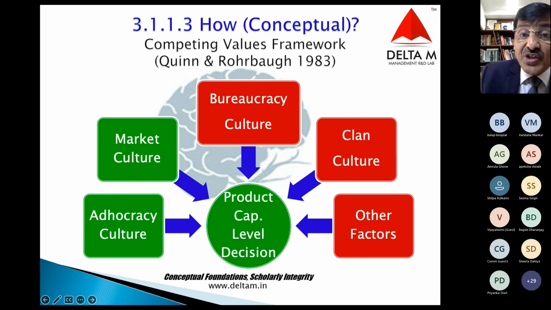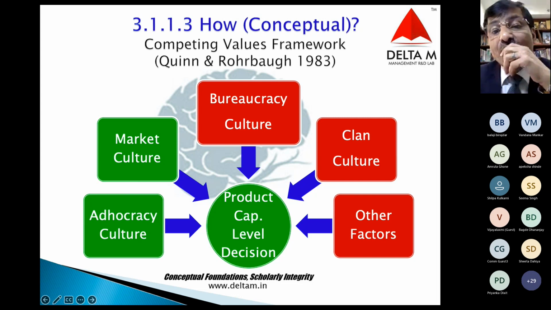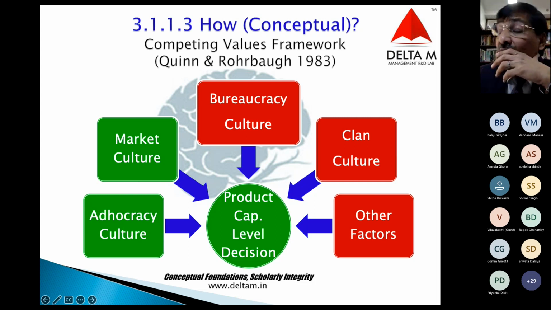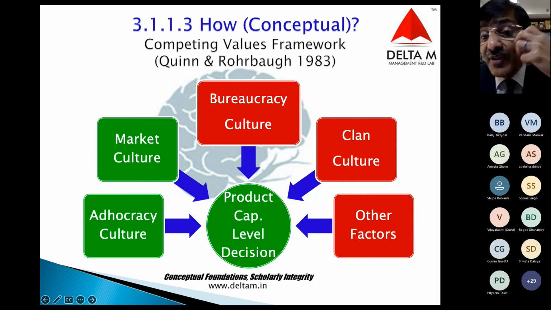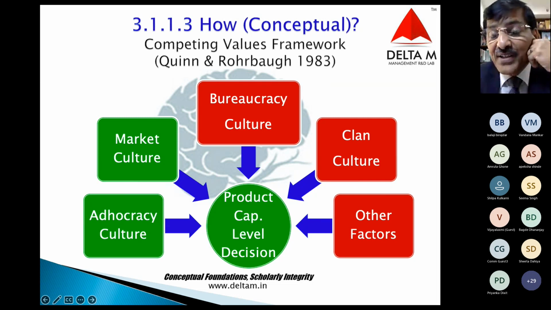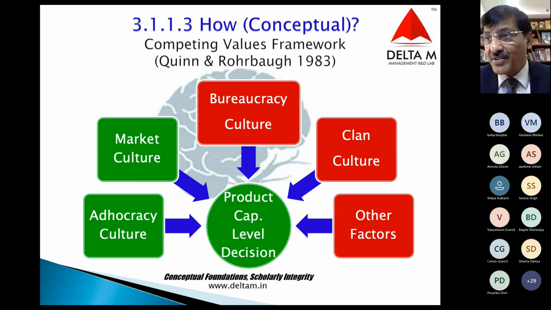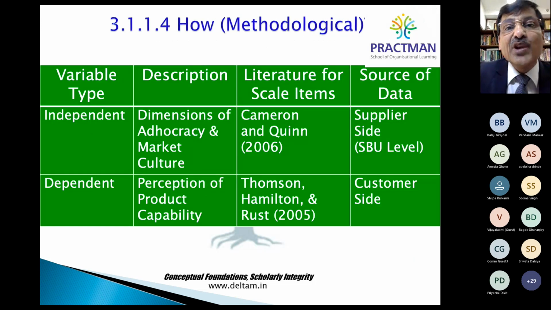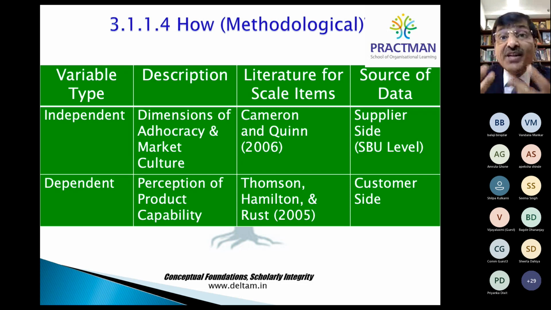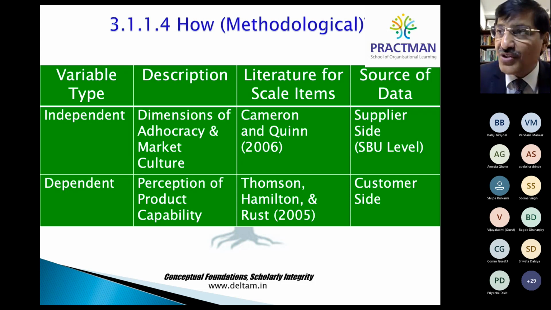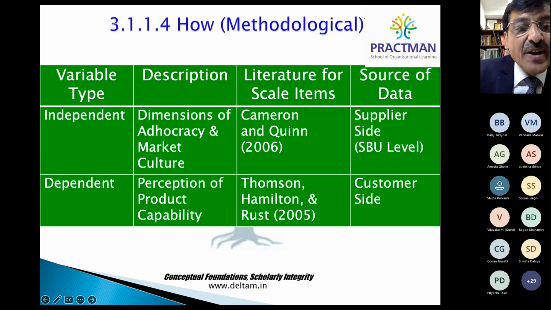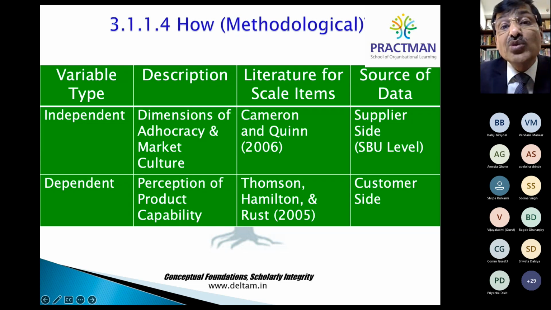If the company has market culture, then what kind of designing practices it follows? If it has a bureaucracy culture, then what kind of practices it follows in designing of the product? If it has a clan culture, then what kind of practices it follows and all that? And what are the other factors, right? So we are still trying to connect the broad area of research to the research problem by answering what is to be studied, why it is to be studied, how conceptually it is to be studied, and finally, how methodologically it is to be studied. What kind of methodology? What independent and dependent variables we are going to use in the study?